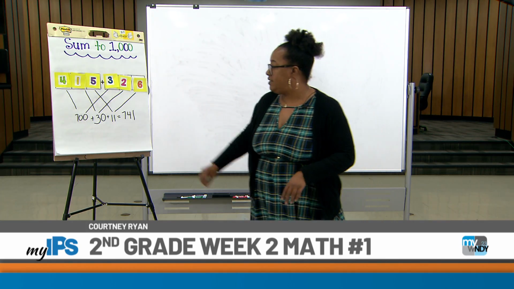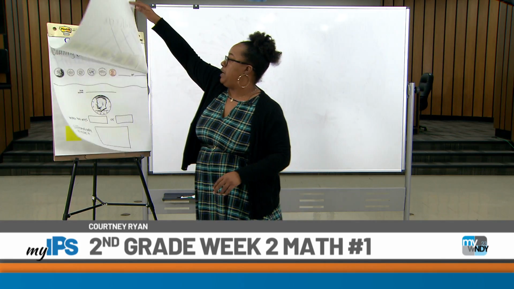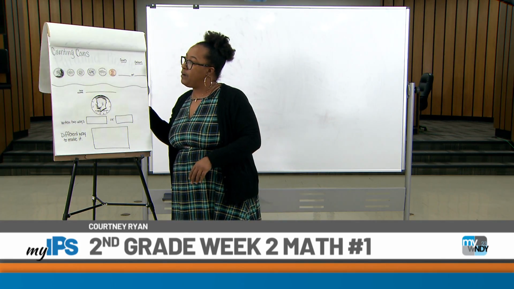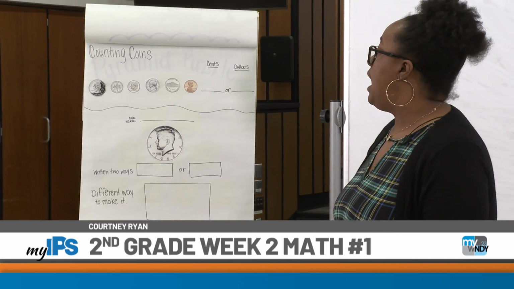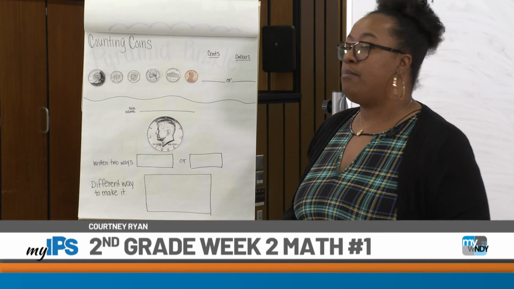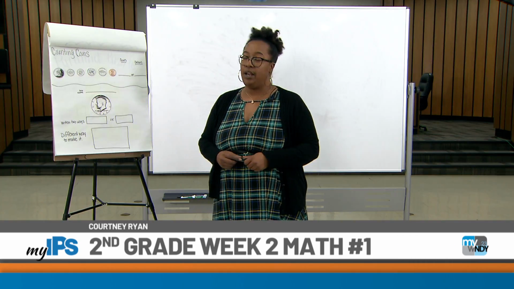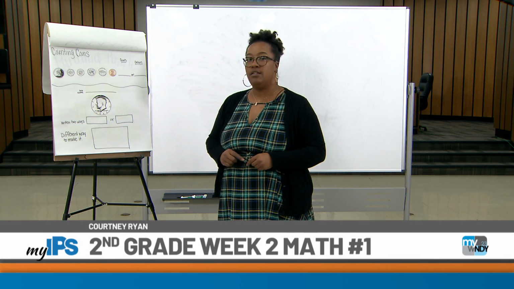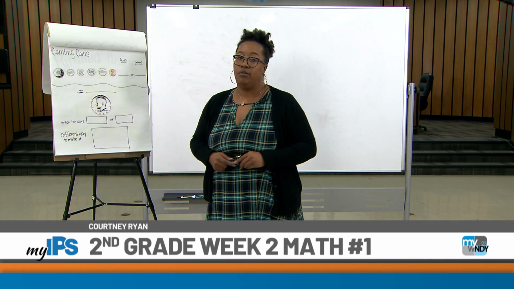The third activity for day 1 is a money problem activity. The first part of the activity asks us to count a collection of coins and write them two ways. When you have a money amount less than $1, you can write that amount with a cent sign or a dollar sign. So let's go through, count our collection of coins, and then write that in two different ways.